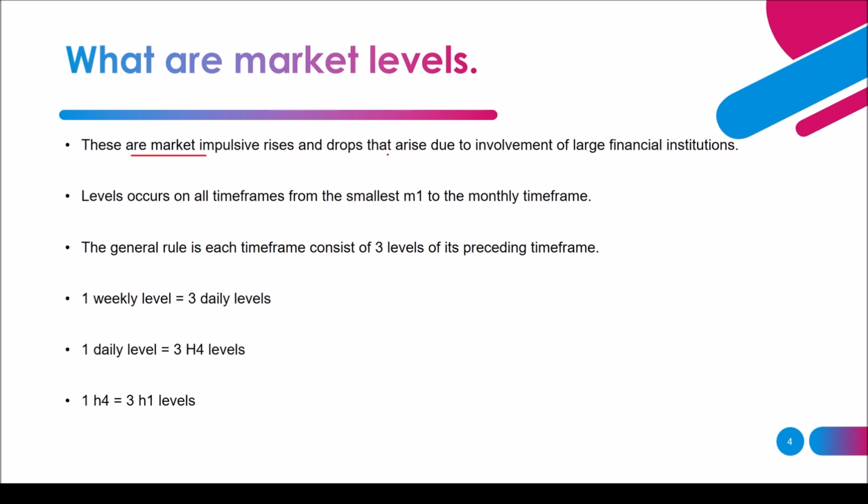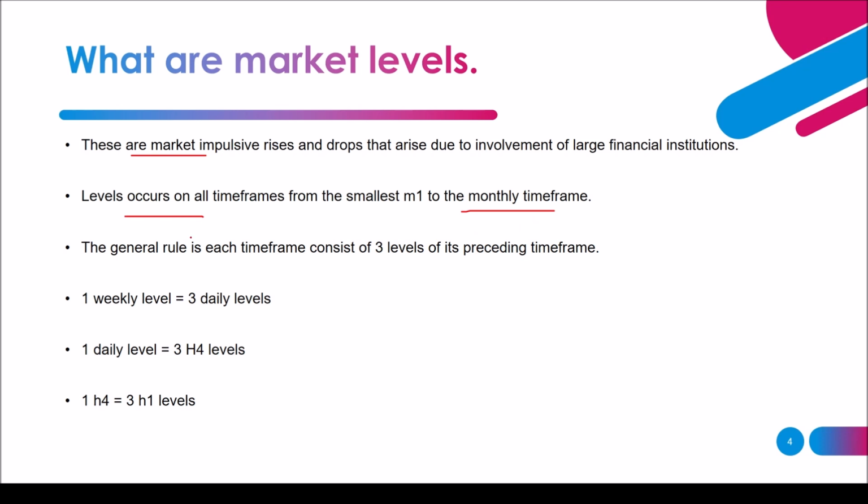It is governed by external authorities, the International Monetary Fund, to name but a few, that govern how it's all traded. These governors create an environment whereby the market makers need to book profits at some point, which gives rise to levels. Levels occur on all time frames, from the smallest, M1, the 1 minute time frame, to the monthly time frame or even the annual time frame, depending on the platform that you're using.